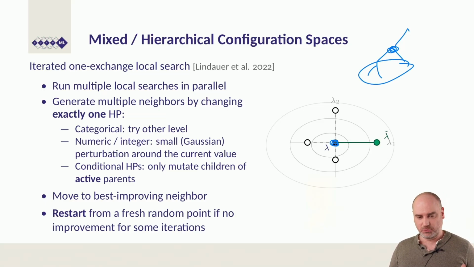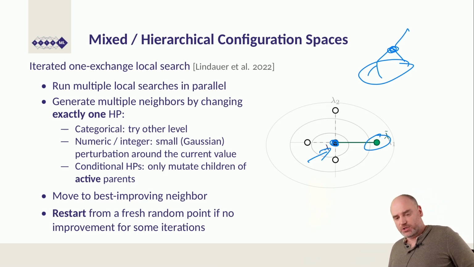After we have produced a bunch of different neighbors for one point lambda in our local search, we evaluate all of them, and then we move to the best one. If there isn't a better one among the neighbors, we stay at that point and just try again. But assuming there is a better neighbor, we move to it, and then we iterate, again and again. At some point, if there's not enough progress, we might also restart such a local search.